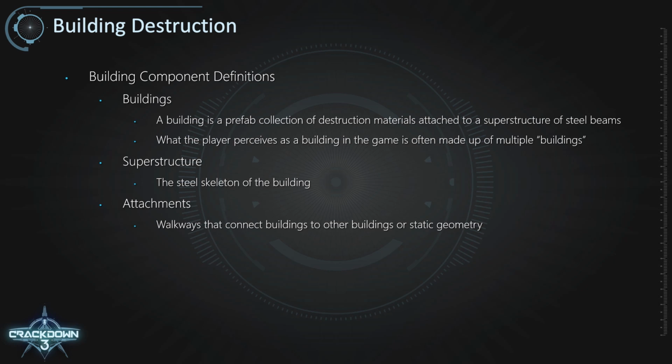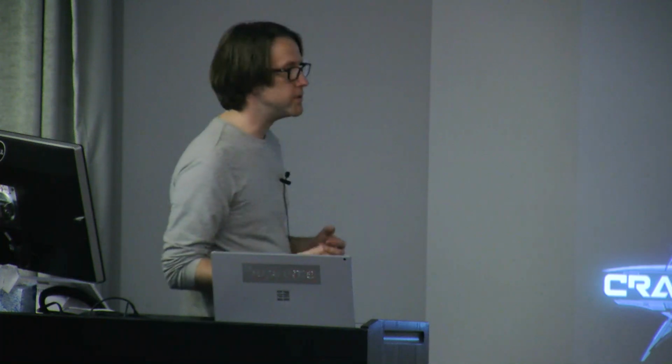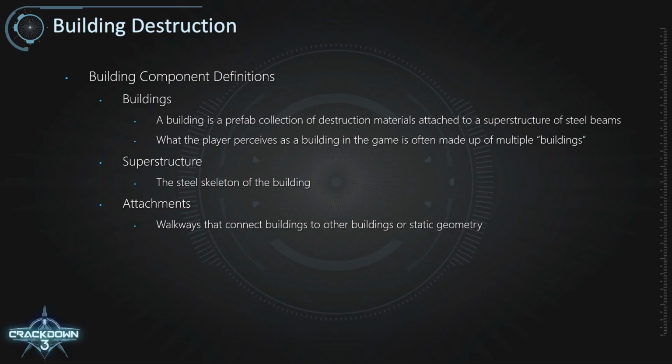Buildings are a prefab collection of destruction materials that are attached to a superstructure of steel beams. What the player perceives as a single building is actually often multiple buildings, and that's for performance reasons. So if you see a big skyscraper, it's probably 3 or 4 buildings stacked together. Superstructure is the steel skeleton of the building, and attachments are the walkways and ramps that connect buildings to other buildings or static geometry.